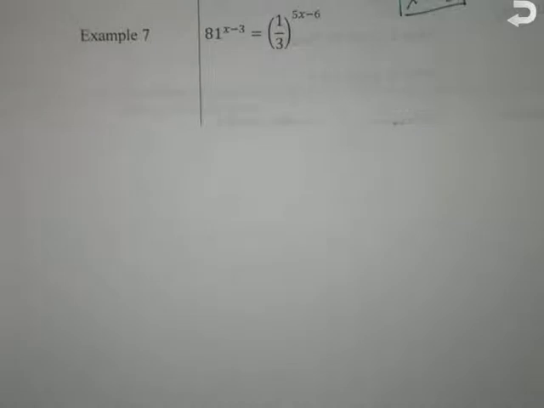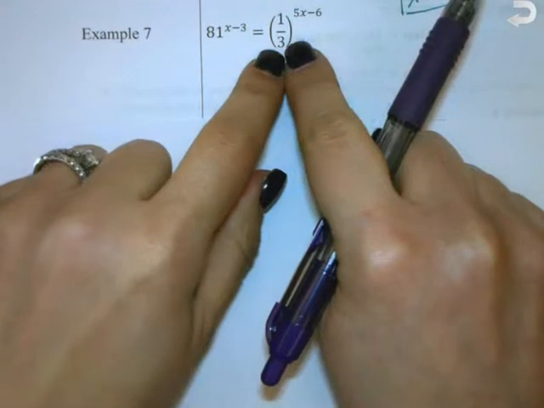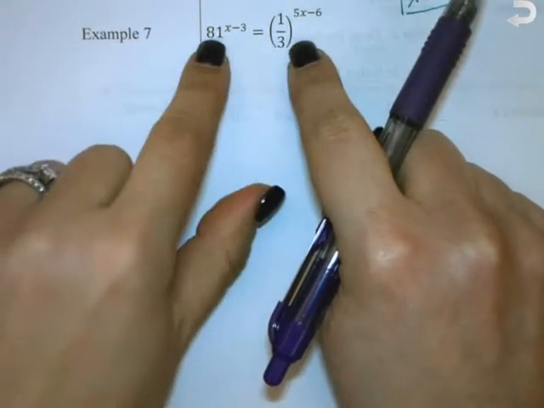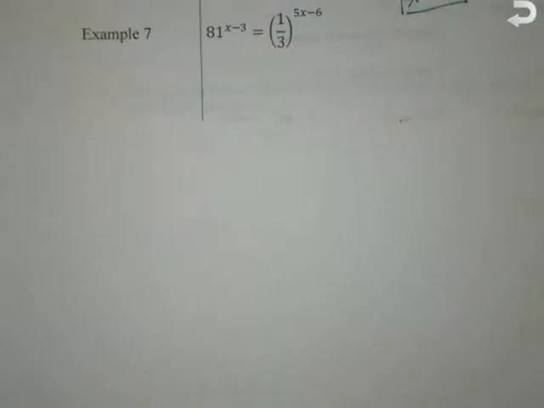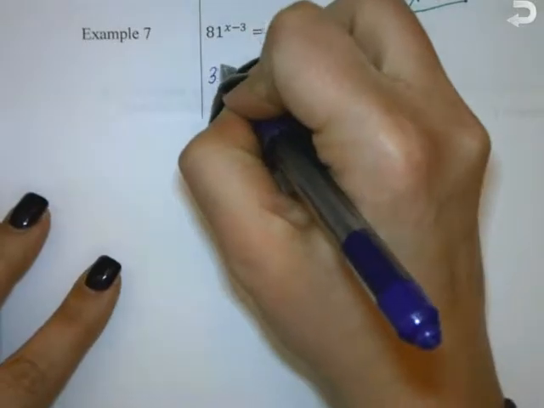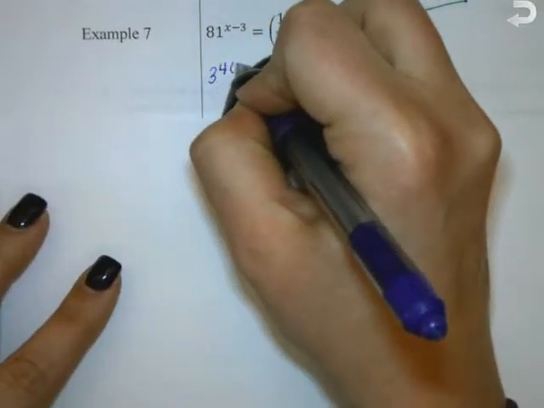Okay, guys, what would my bases be? This is a 3, or this one we can get it as a base of 3, and this one's an 81. What could they be? 3. 81 is the same as 3 to the what? To the 4. So that's going to be 3 to the 4 times x minus 3.